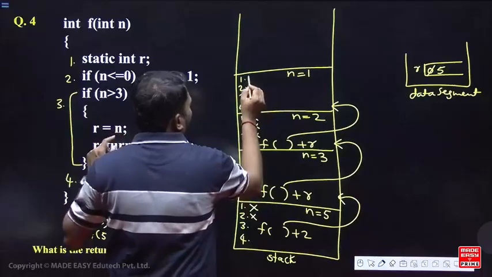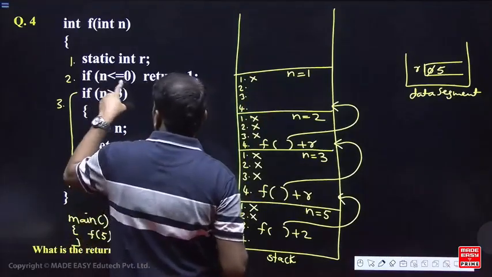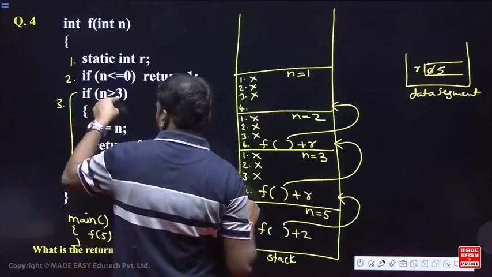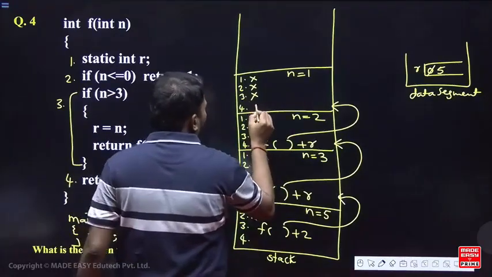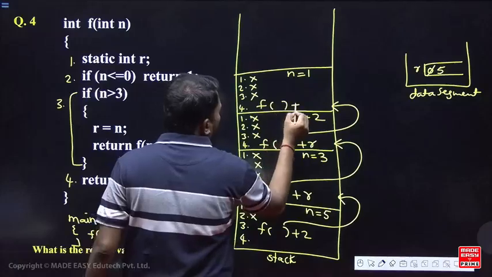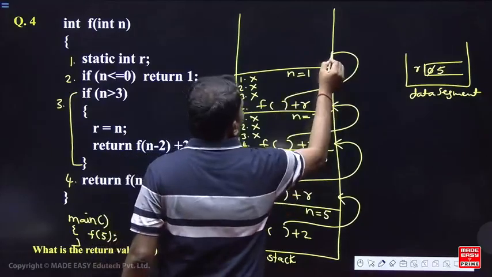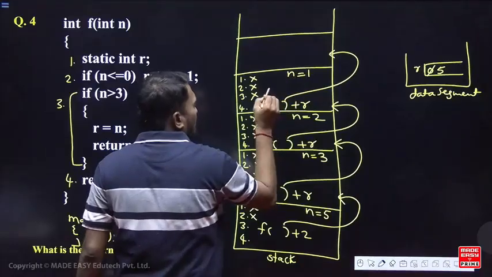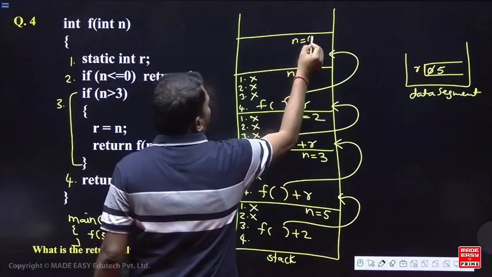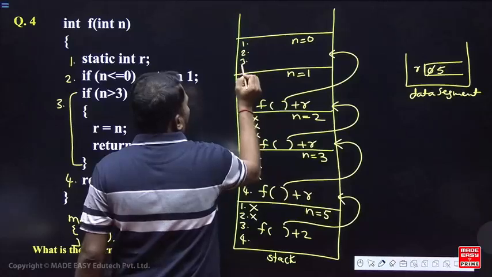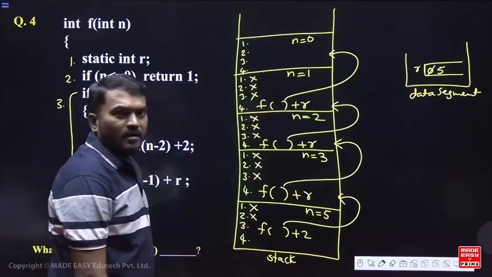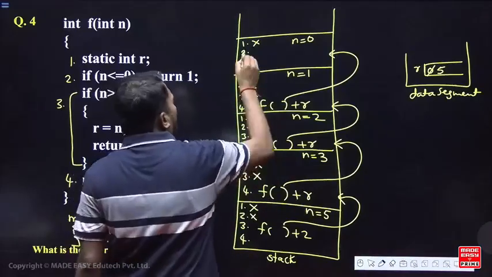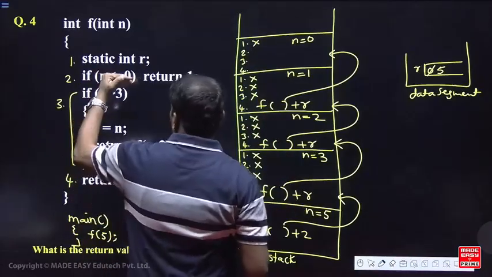Now, first statement static. On seeing it, what will it do? It will skip. n less than or equal to 0, true or false? False. Not done. And n greater than 3 is also not done. Now, the fourth statement, recursively calling f of n minus 1 plus r. n value is 1 in this case. 1 minus 1 means 0. You are passing n value as 0 and recursively it executes the 1, 2, 3, 4 statements. Now tell me, what is the first statement? Static. It will skip. And next, the second statement, if n less than or equal to 0, return 1.